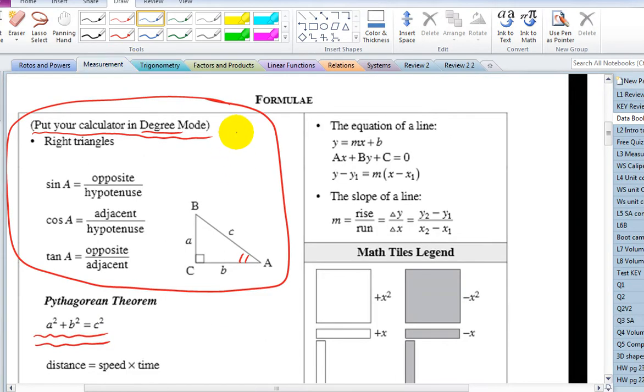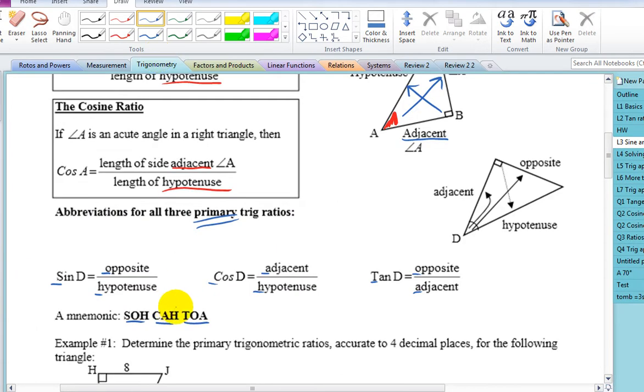Look, it's on your data booklet. Okay? So right there, it's on your data booklet. Now, it is here written for you, but I emphasize, it's so much easier if you memorize it, right? Because then you can do a quick little check. And today when we're doing our work, you can just quickly write down SOHCAHTOA.